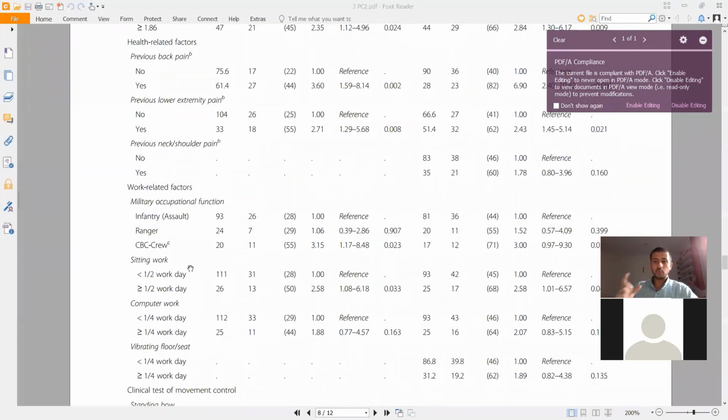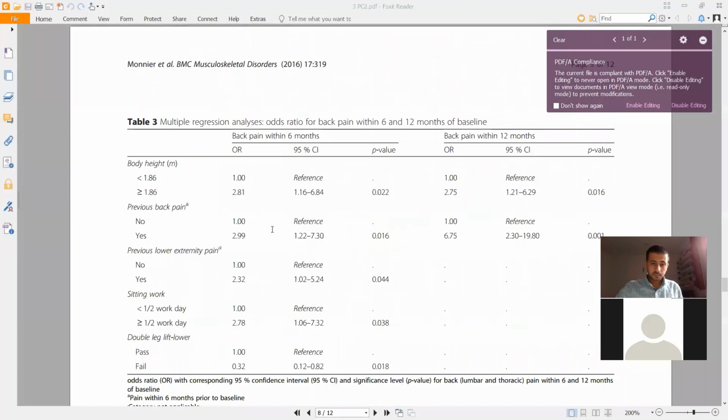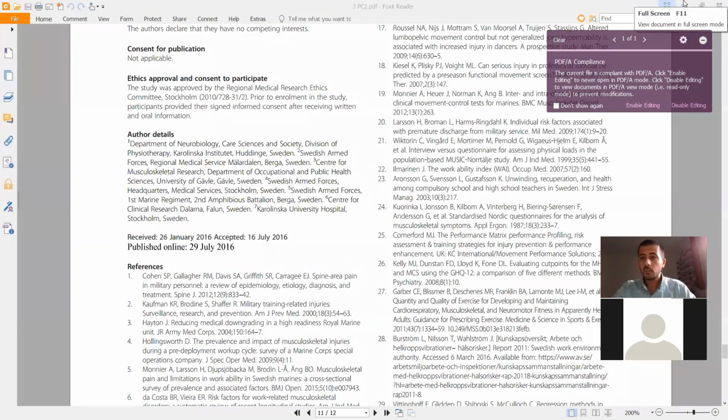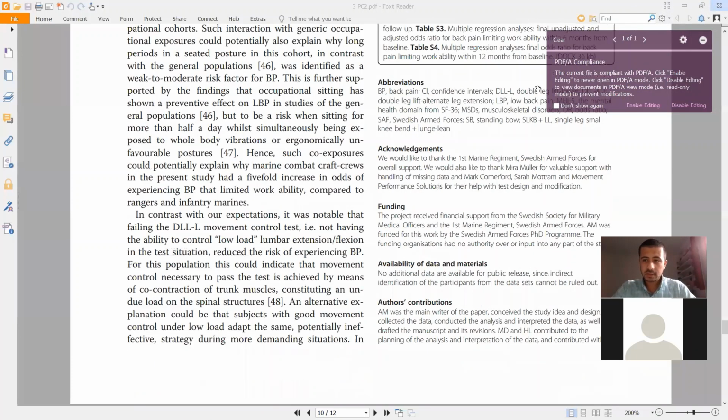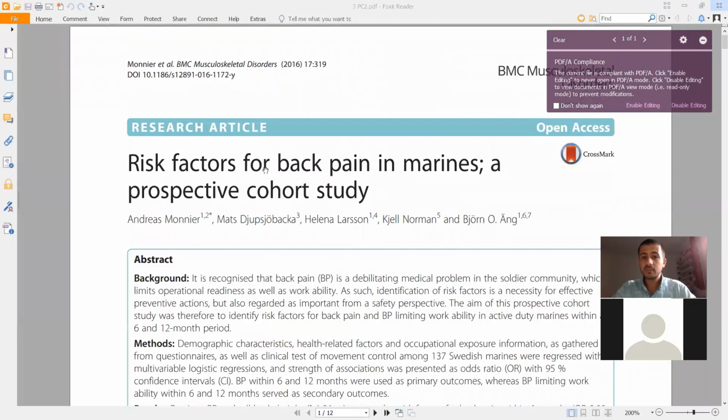Okay. Then what do we do? What are we doing with these cohort studies? We are taking that cohort. We are asking who gets low back pain or MSC, and we see what risk factors were contributing to these outcomes. Okay, so now we are done with prospective cohort studies, and I will read the title: Risk Factors for Back Pain in Marines, a prospective cohort study.